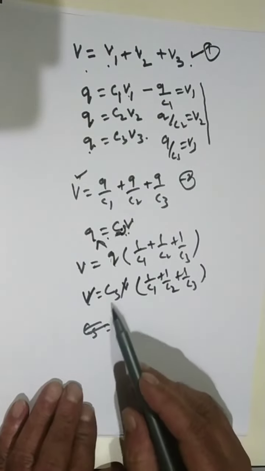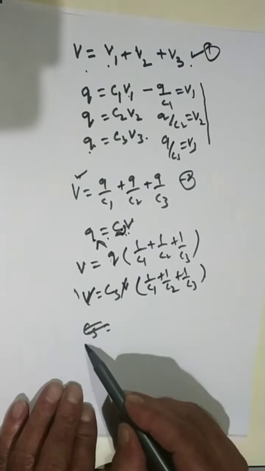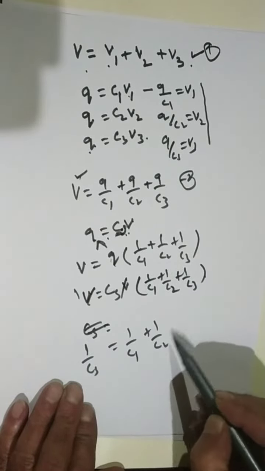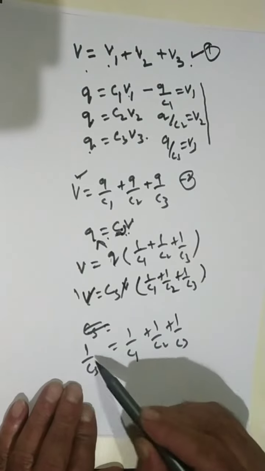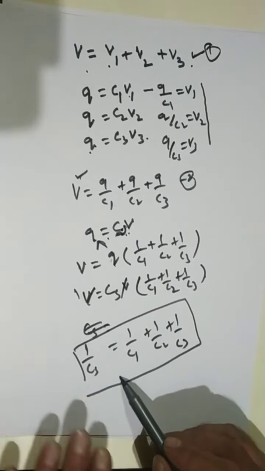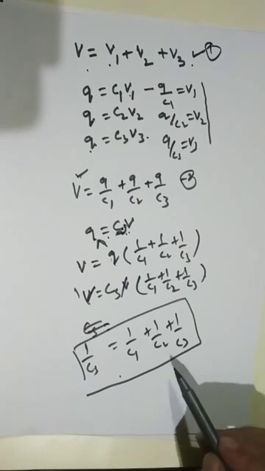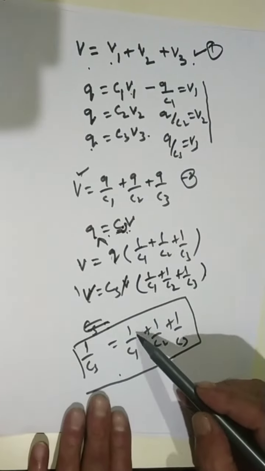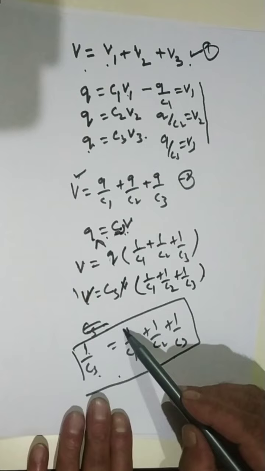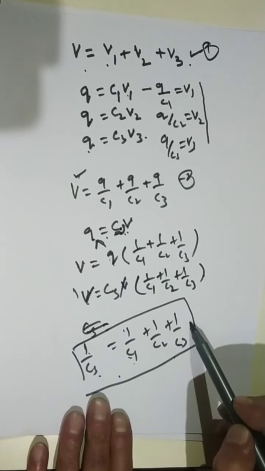this will be equal to... we will cross multiply, here it is 1, so 1 by CS will be equal to 1 by C1 plus 1 by C2 plus 1 by C3. This is the total capacitance of the capacitors in series. Okay, the reciprocal of equivalent capacitance of the three capacitors is equal to the sum of the reciprocals of the capacitances.